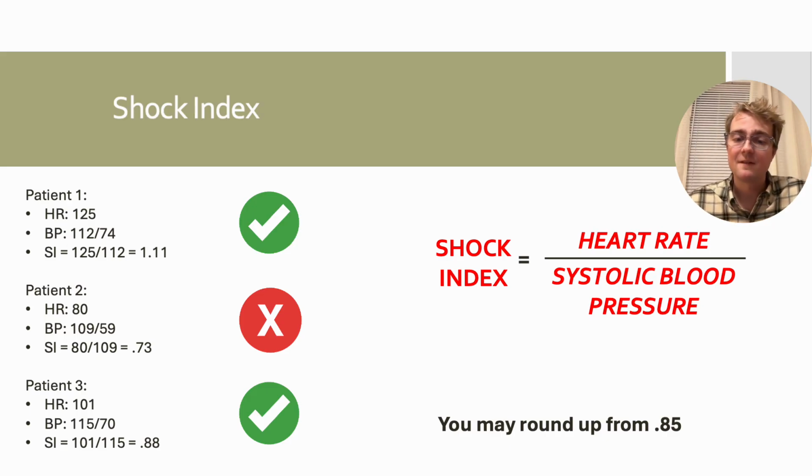So you're able to round to that first decimal place up to 0.9. So 0.85 or greater is eligible for the pain study, meeting the shock index, assuming they meet all other inclusion/exclusion criteria.